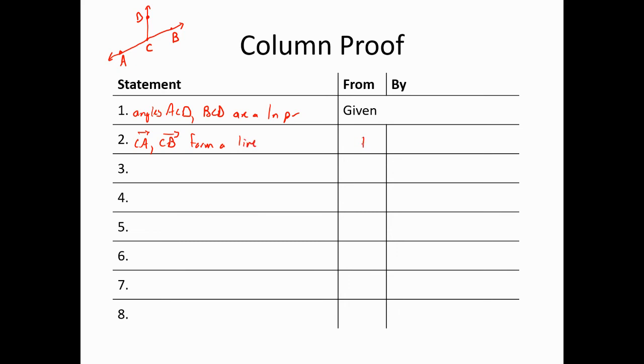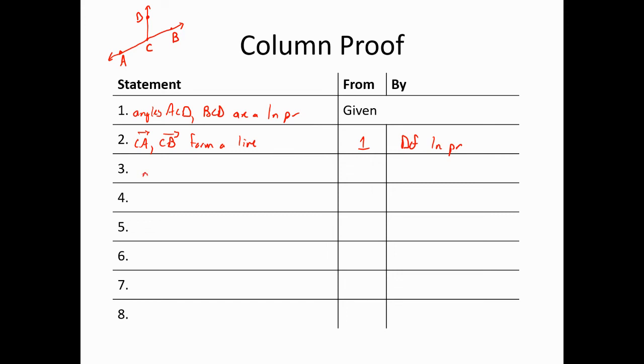That comes, of course, from the given, which is line number 1. And how did we get that out of the given? Well, we applied the definition of linear pair. And of course, you'll allow me to abbreviate DEF for definition and LNPR for linear pair. Okay, so rays CA and CB form a line.